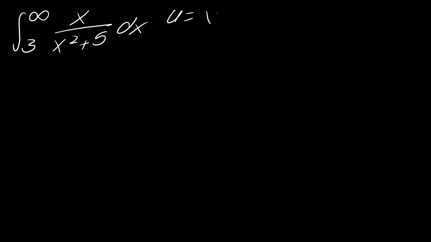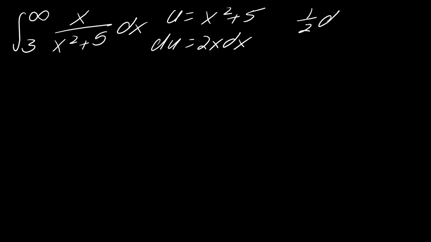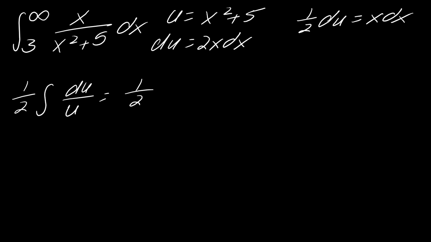So I'm going to let my u equal x squared plus 5. My du will be 2x dx. So 1/2 du is going to be all settled. So like I said, I'm going to start with the indefinite integral. So I'll bring that 1/2 out in front. So I have du over u. So my indefinite integral is the natural log of u.